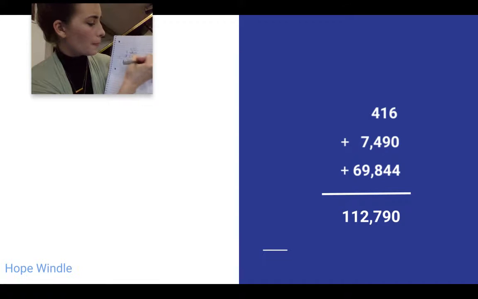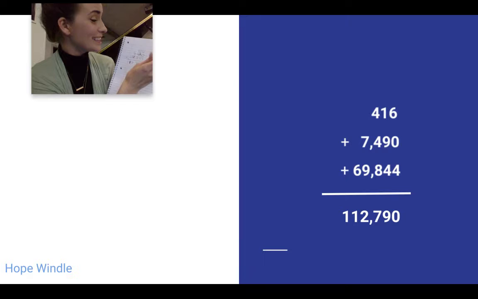Now, I'm running out of ink in my pen. Okay. It looks full to me.